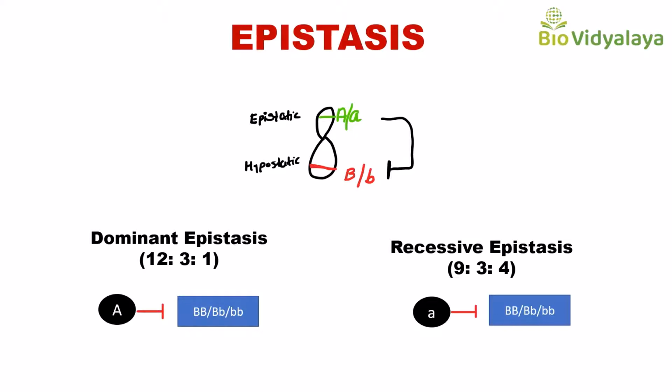We discussed dominant epistasis and recessive epistasis. In dominant epistasis, the dominant form of one gene masks the expression of another gene. In recessive epistasis, the recessive form of one gene masks the expression of another gene. The dominant epistasis ratio is 12:3:1 and the recessive epistasis ratio is 9:3:4. So in both cases, one gene is epistatic to another gene. Here A is epistatic to B.